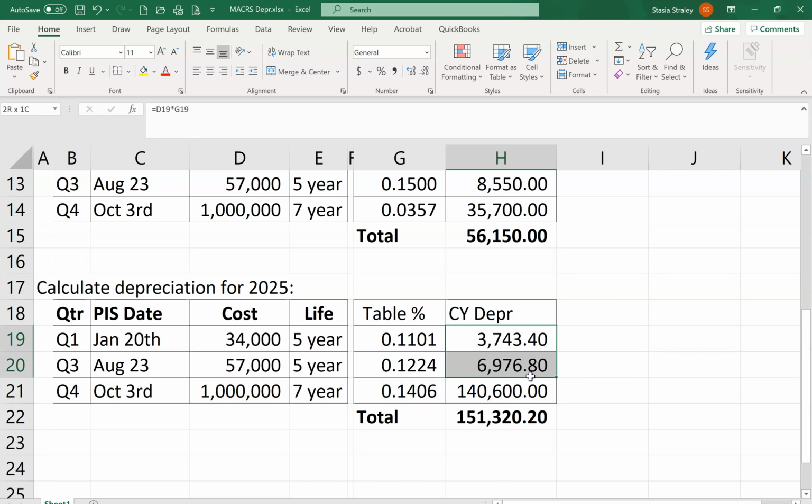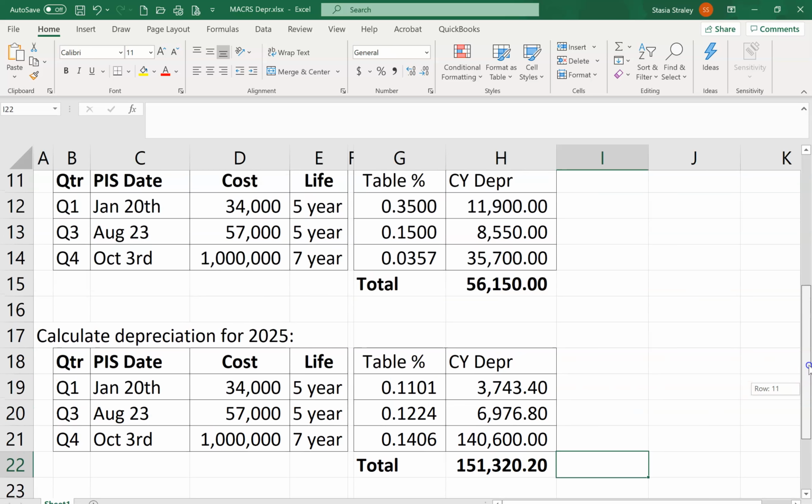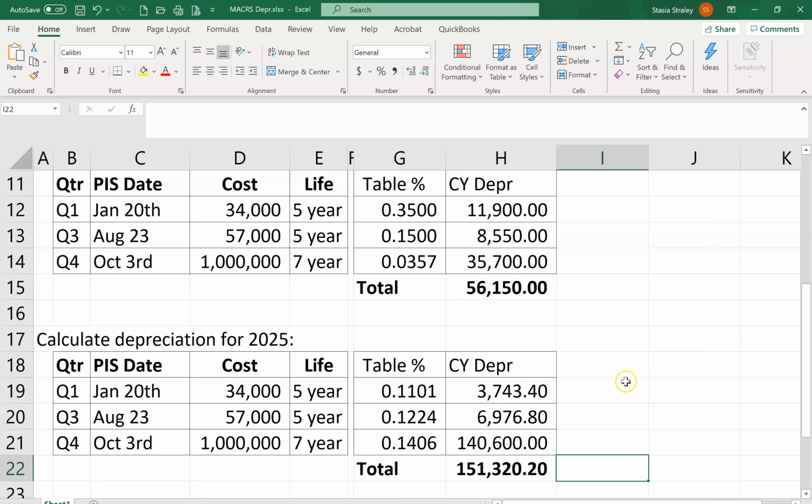Then you'll add them all together to come up with your total depreciation for the year. So total for 2025 is $151,320.20. All right, team, that takes us through the mid-quarter convention.